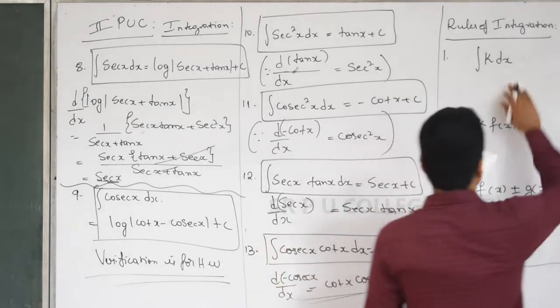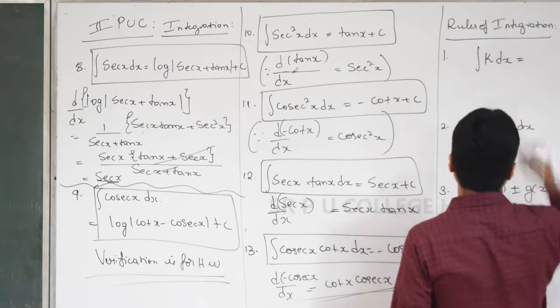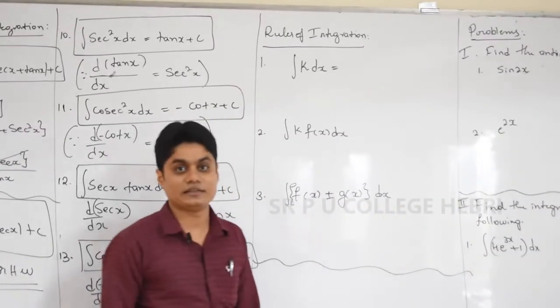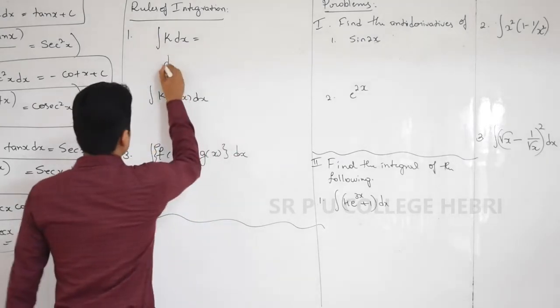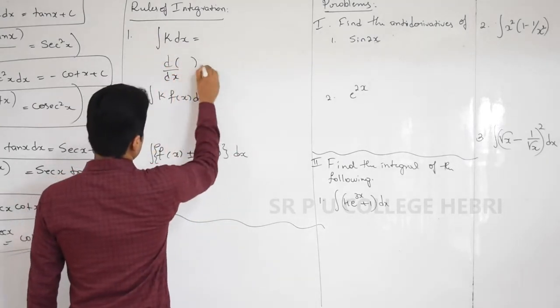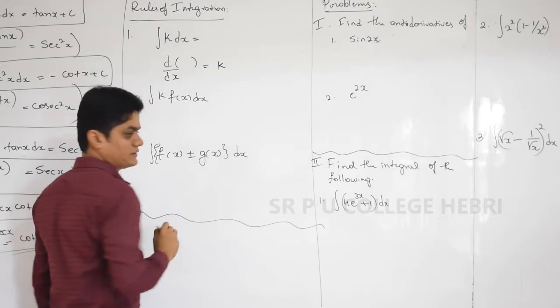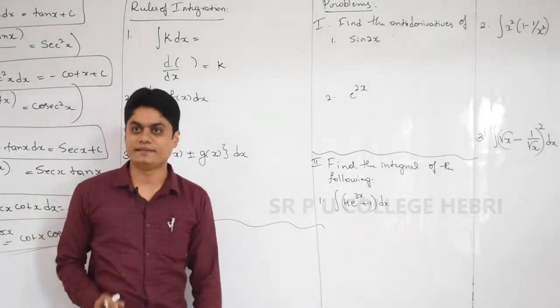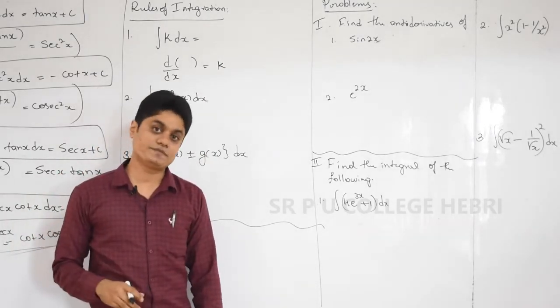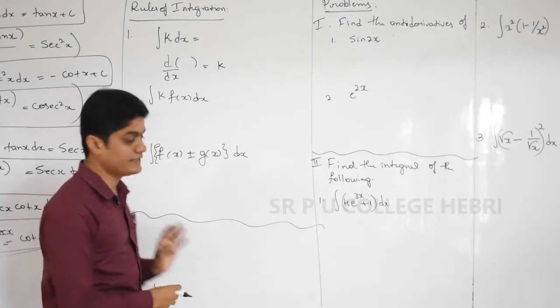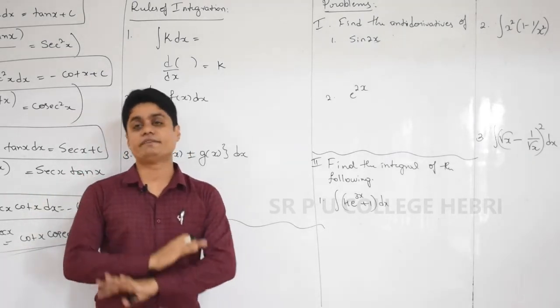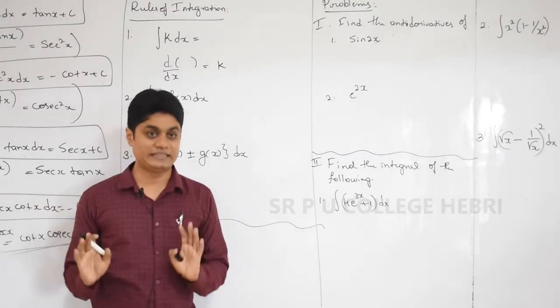Okay, so first one, integration of constant. The first rule of integration is integration of constant. Can you give me a function whose differentiation is constant? Differentiation of that function is k. Remember, differentiation of constant is 0. Here don't get confused with integration. Integration of constant is definitely not equal to 0. Please remember that first.